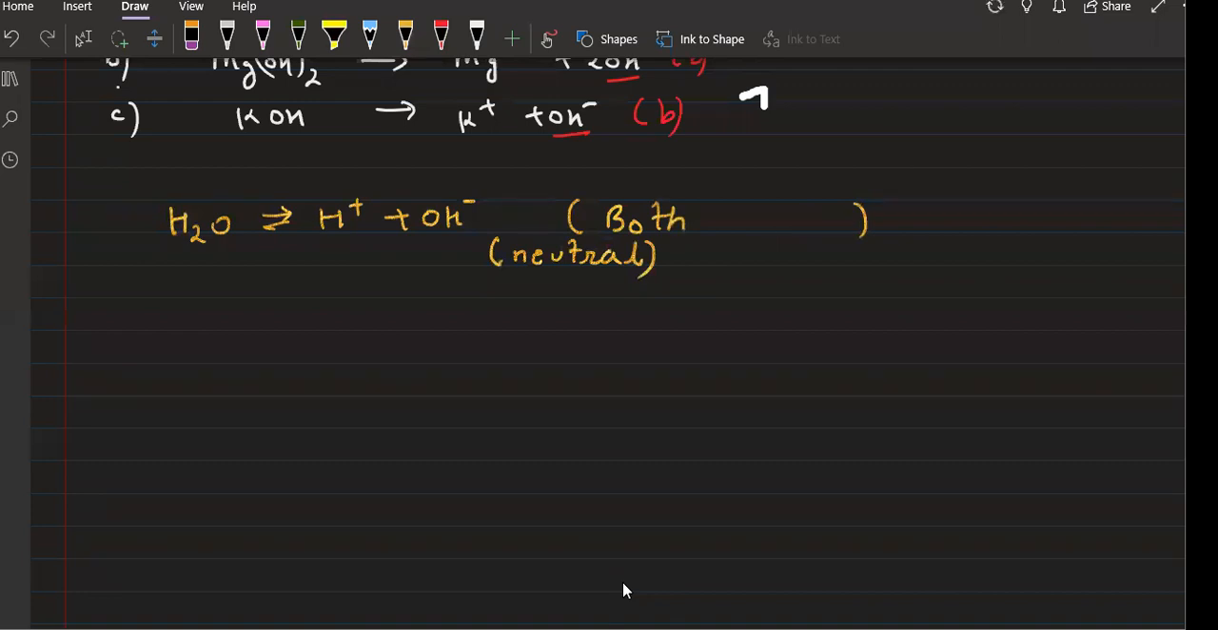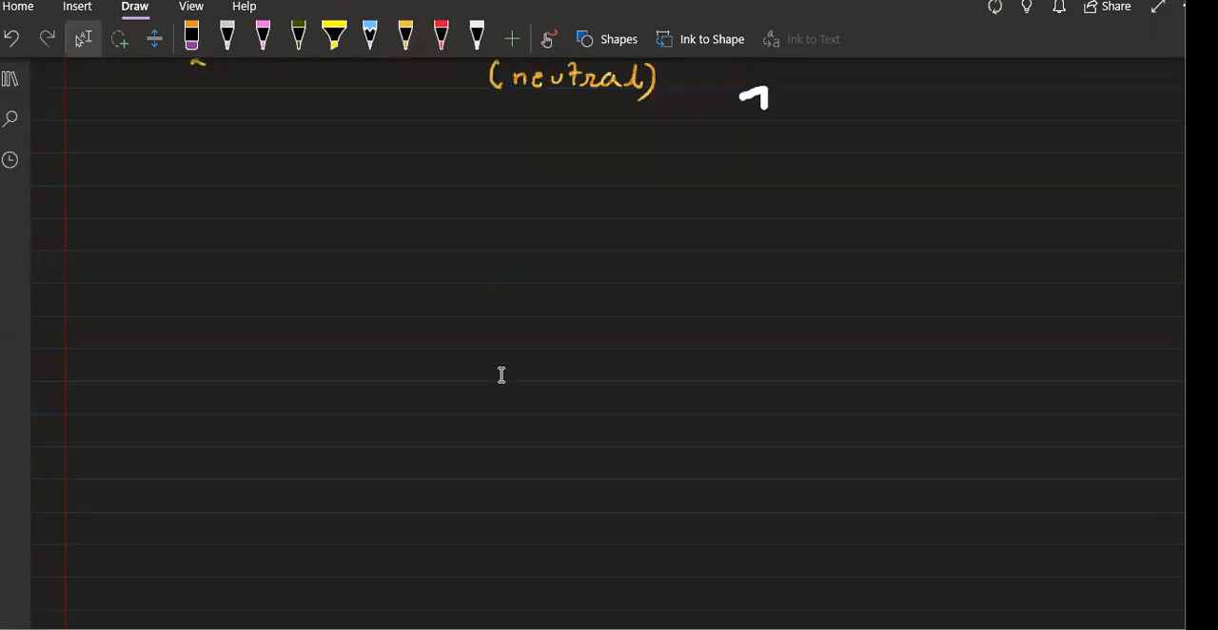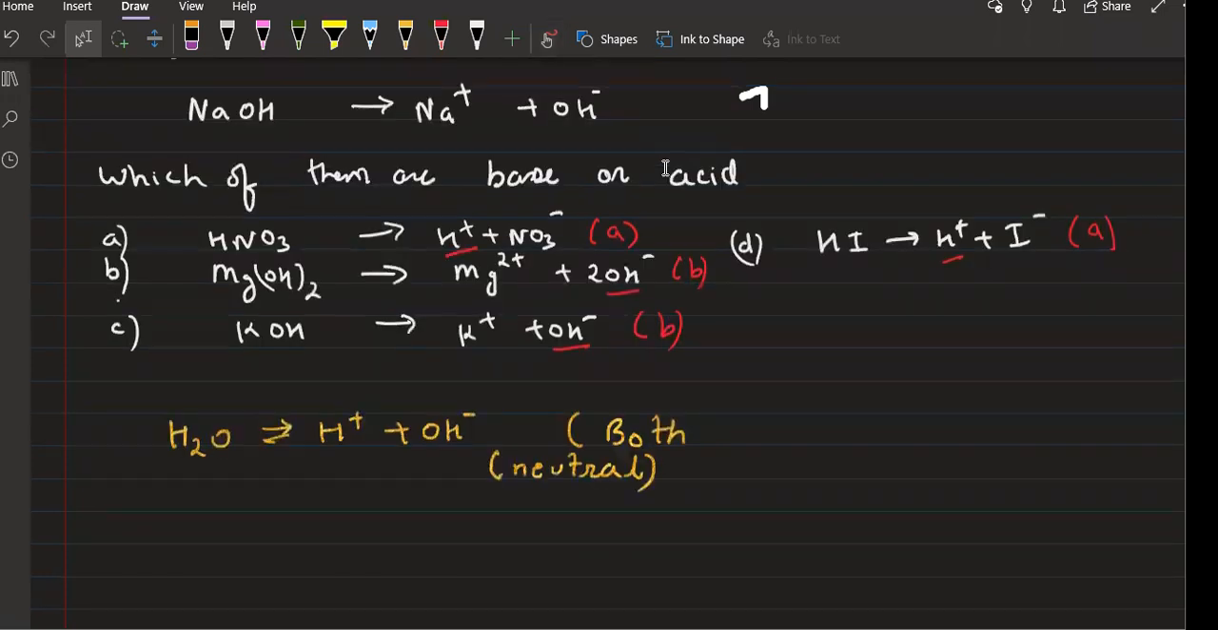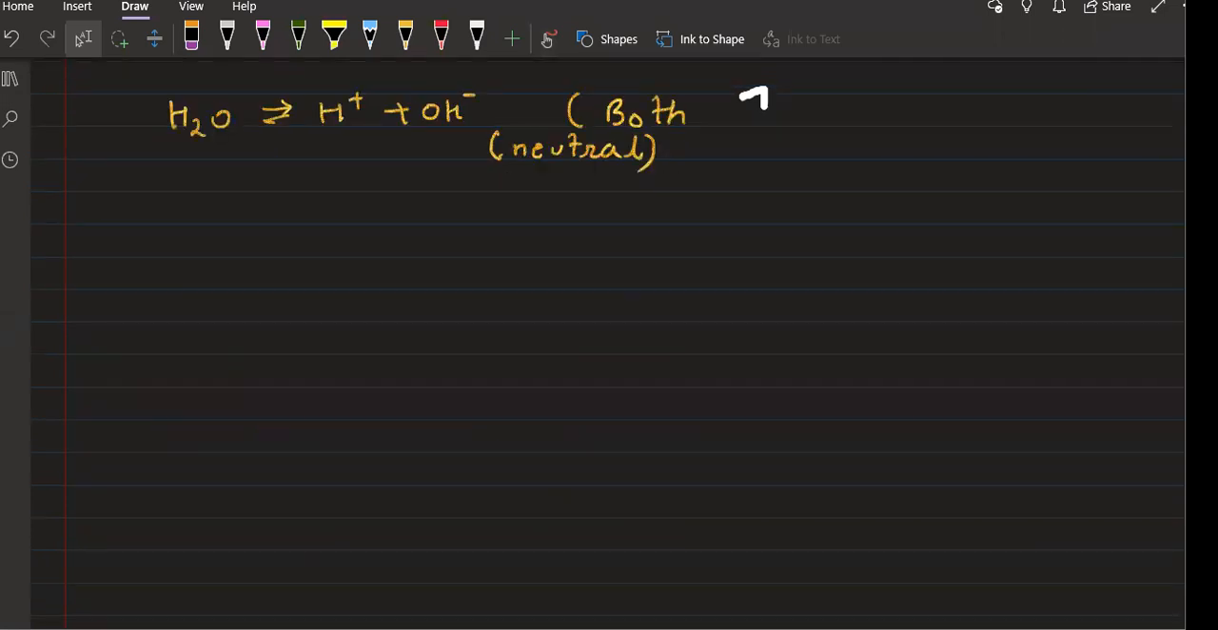Got it, everyone? Tell me. So I guess, D is acid, right, Manyata? H+ plus I-. So it is releasing H+. Okay, everyone? Anyone have any doubt at this point? Tell me. Yes or no? So I hope all of you understood what is your acid and what is your base.